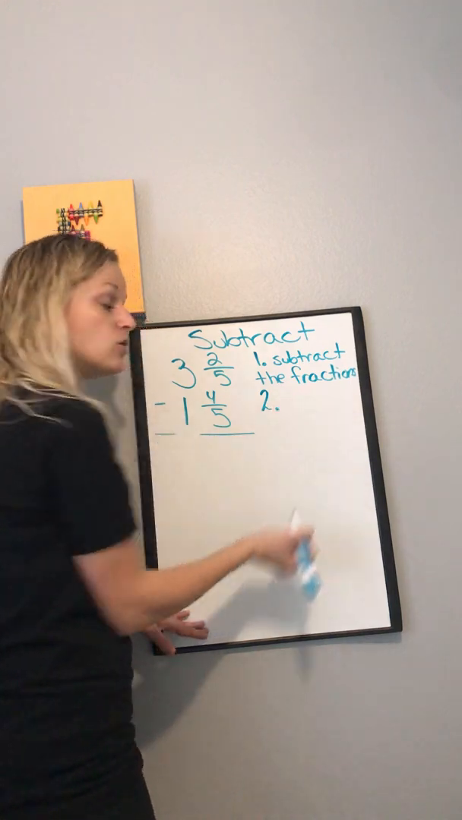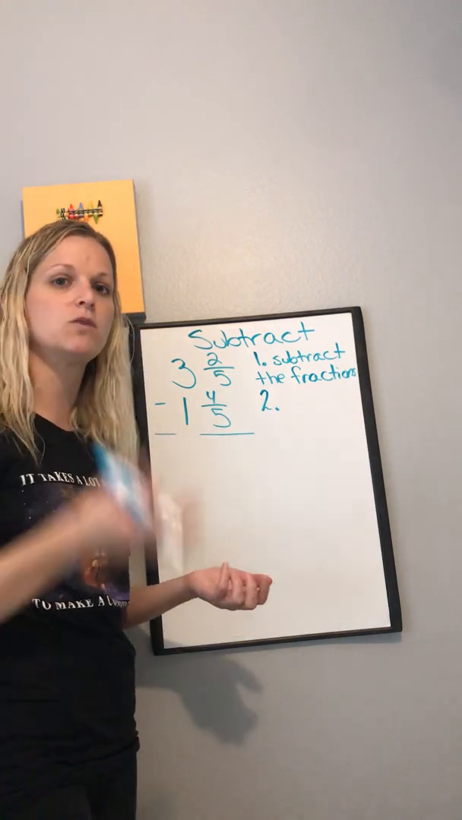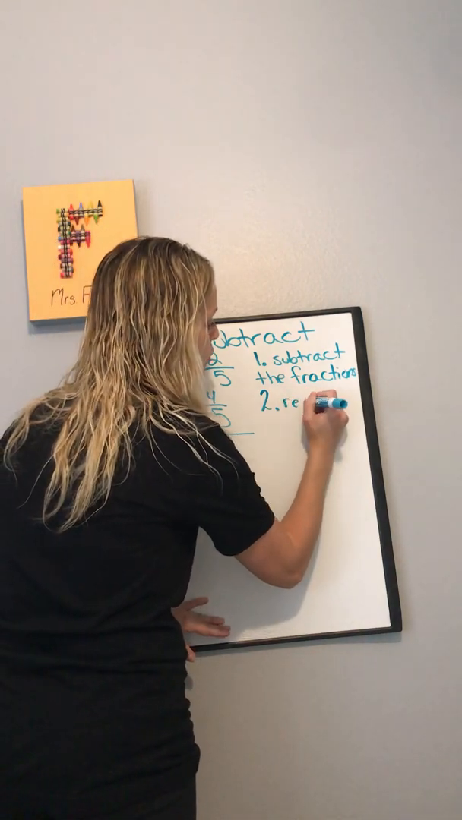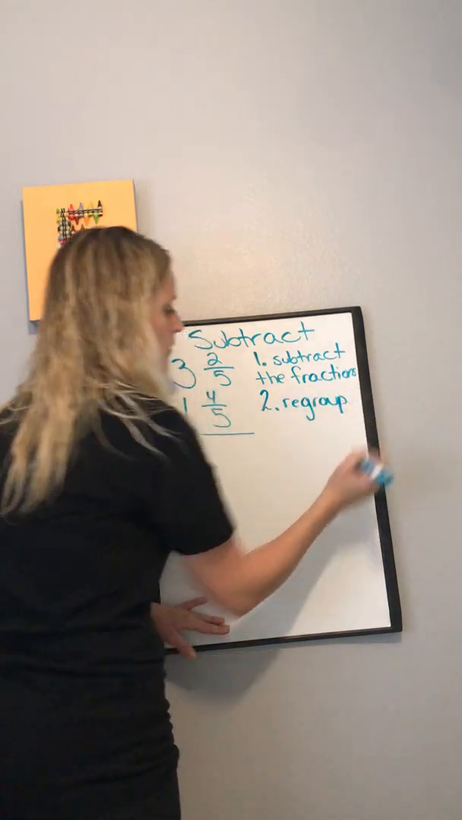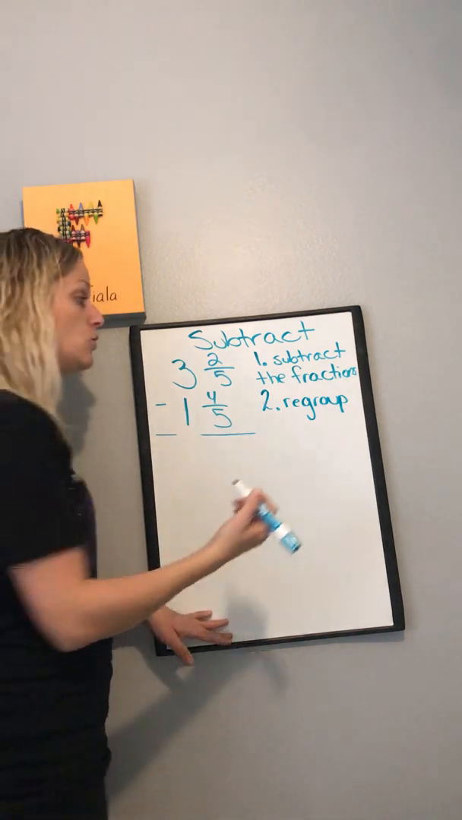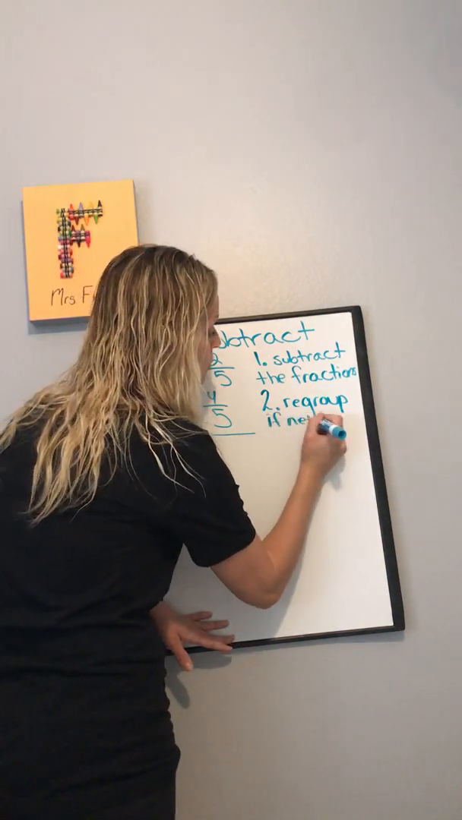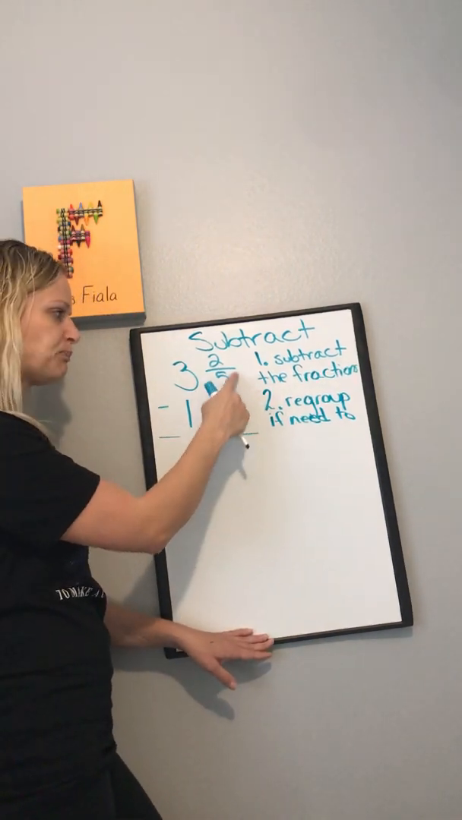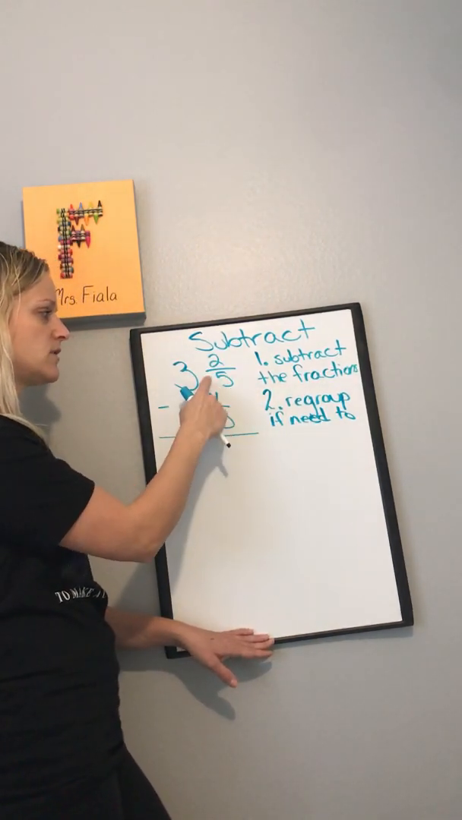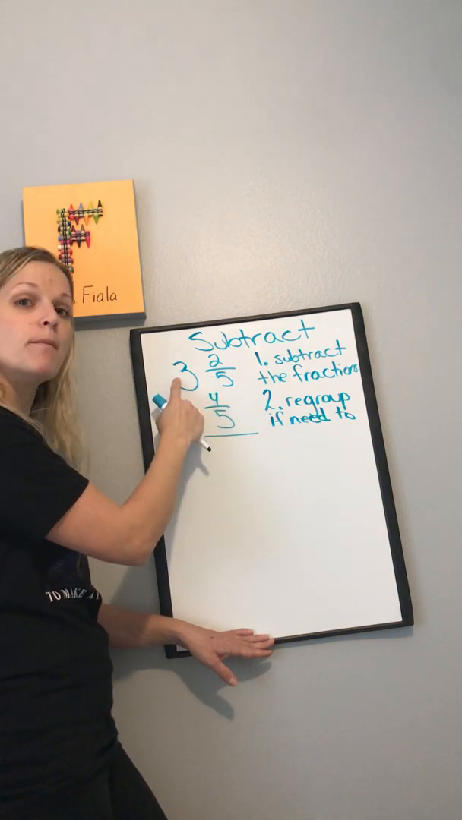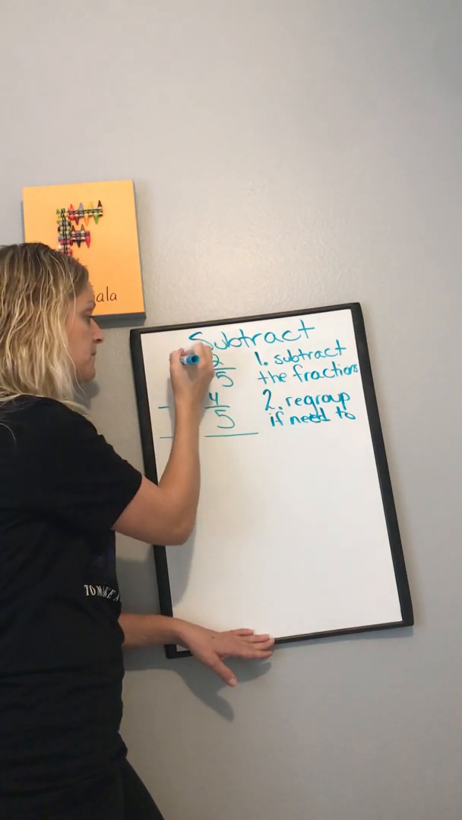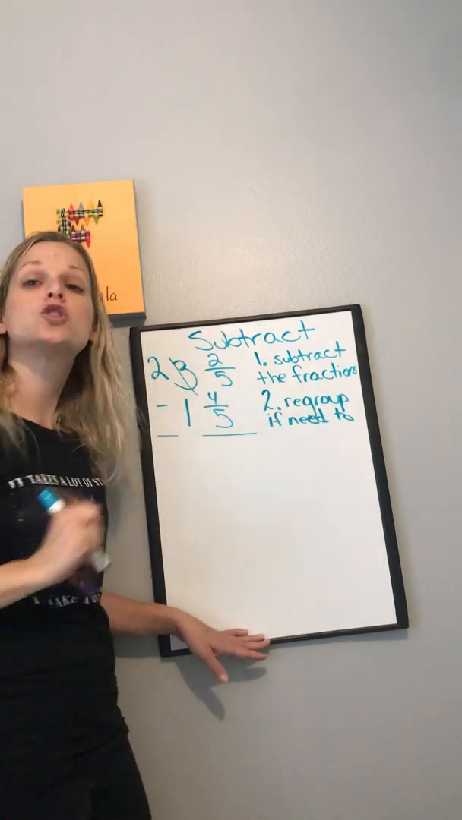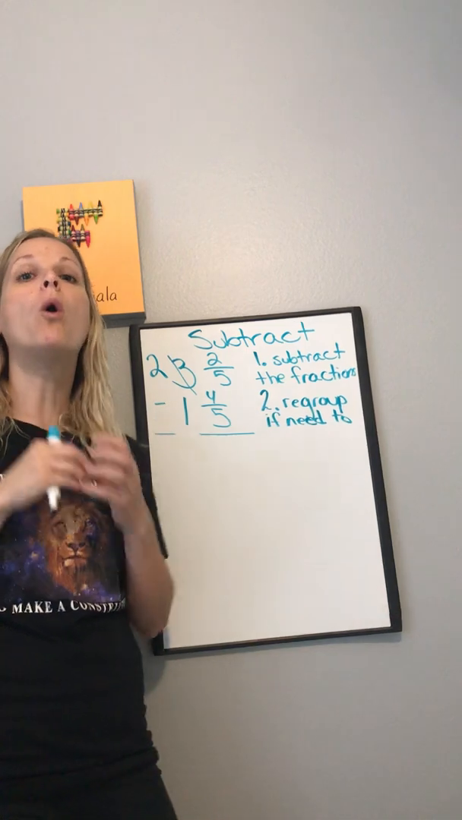So my step 2 now, just like with regular subtraction, if you can't subtract, you have to borrow. So step 2, we're going to regroup. If you need to, you don't always have to regroup. Okay? So now here's my step that I'm going to regroup. I can't do 2/5 minus 4/5. So I'm going to borrow from my 3, my whole number 3. I'm taking 1 away from that 3. It's going to become a 2. I took 1 whole away.